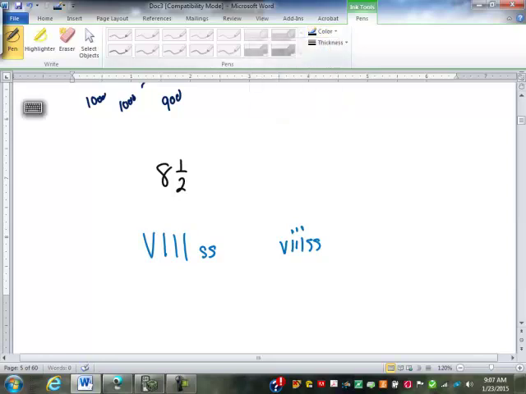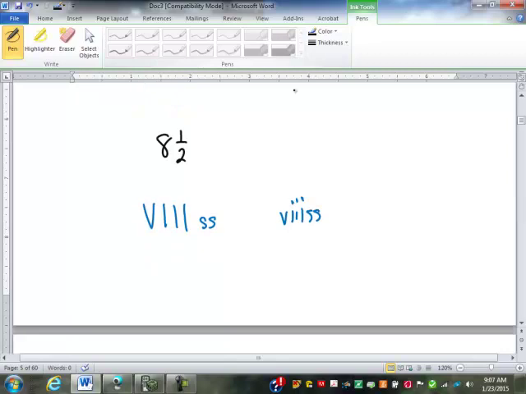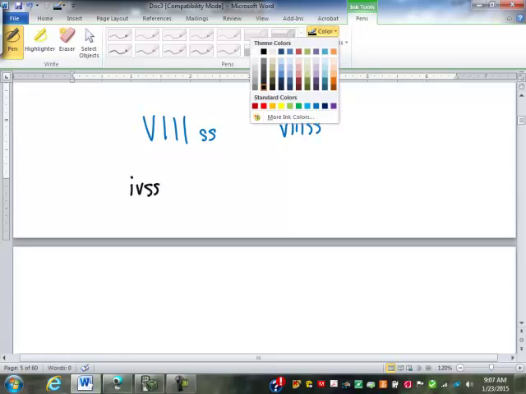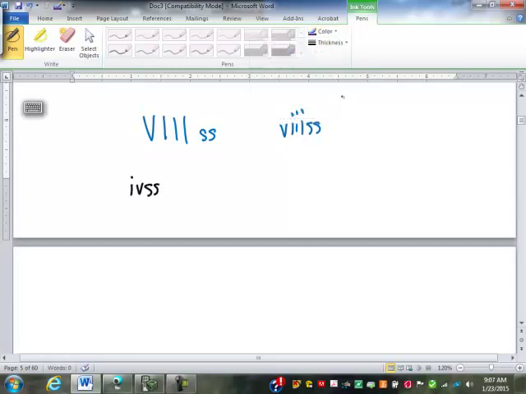Probably more important for you guys is to be able to convert the other direction. If you're given a Roman numeral, to be able to put it into a standard numeral, into a decimal number. For example, what would that stand for? Yeah, IV is a smaller symbol in front of a larger one, so that's 5 minus 1 is 4, and SS is 1/2.